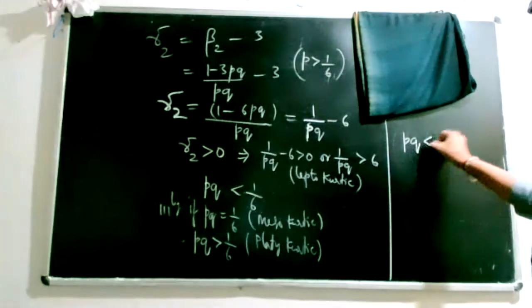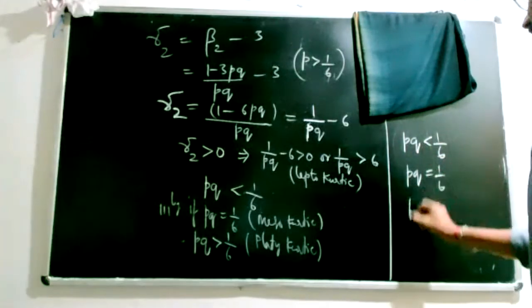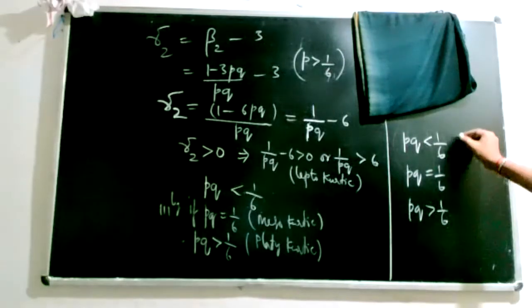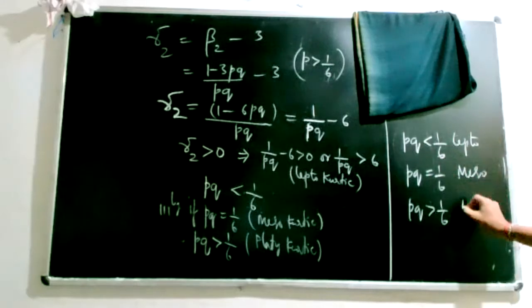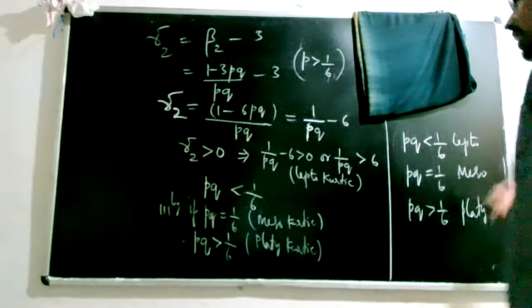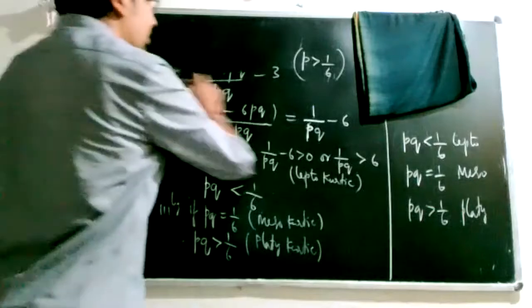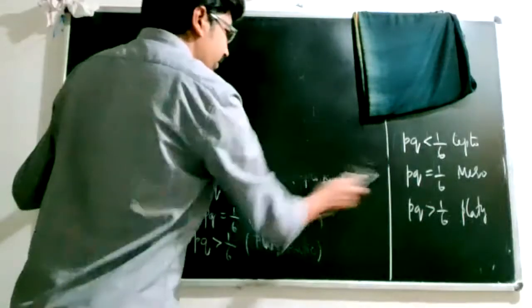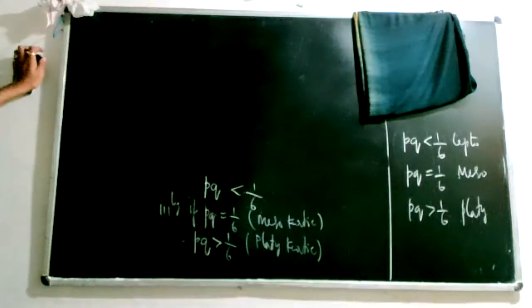So we have PQ less than 1 by 6, PQ equal to 1 by 6, or PQ greater than 1 by 6. Respectively, we'll have leptokurtic, mesokurtic, and platykurtic distributions. Okay, so this is about the moments, raw and central moments for the Bernoulli distribution.